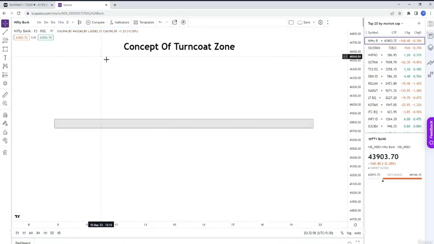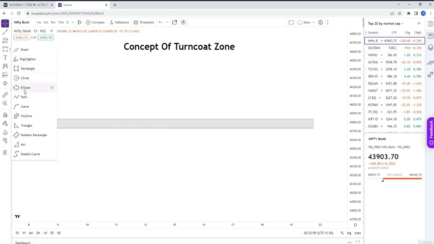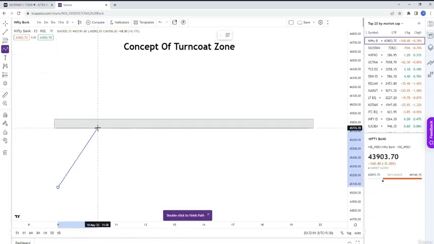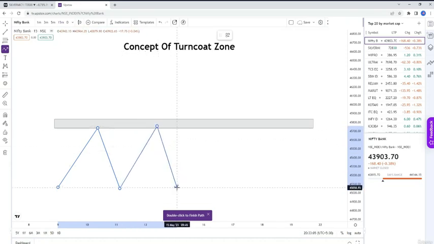First of all, what is meant by turncoat? Turncoat means something which has changed. For example, this was a resistance. Support and resistance are nothing but a zone for me. So this is a resistance area.